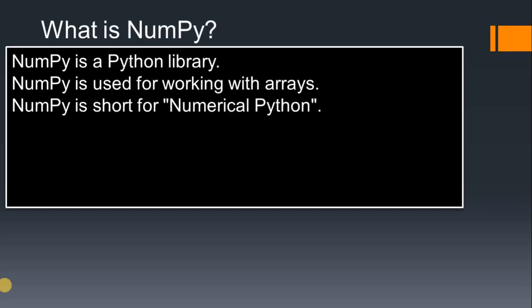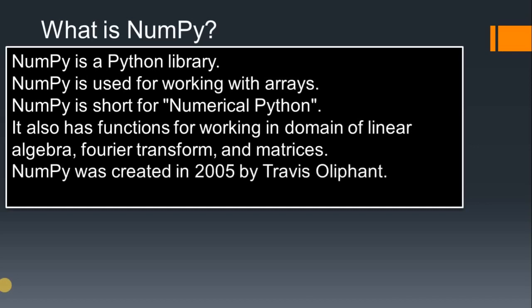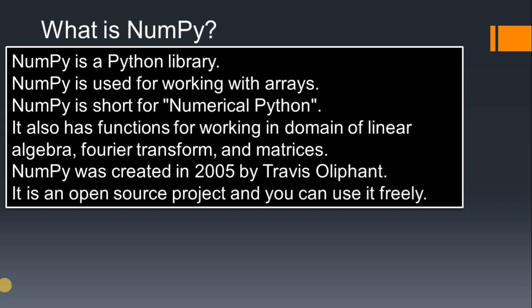It means for performing numerical operations, we use NumPy. It also has functions for working in the domain of linear algebra, Fourier transform and matrices. So in that case we use NumPy. In short, you should know we use NumPy for n-dimensional arrays. NumPy was created in 2005 by Travis Oliphant. It is an open source project and you can use it free of cost, which means it is openly available. You just have to install it.